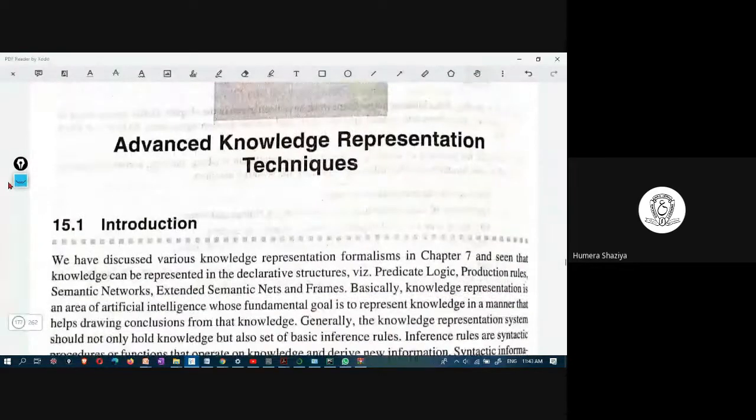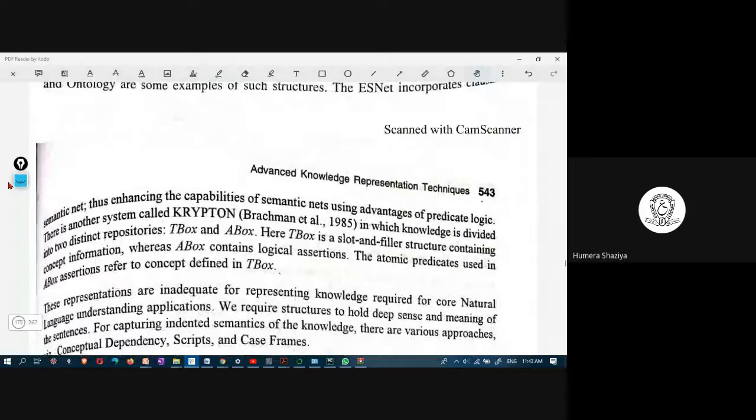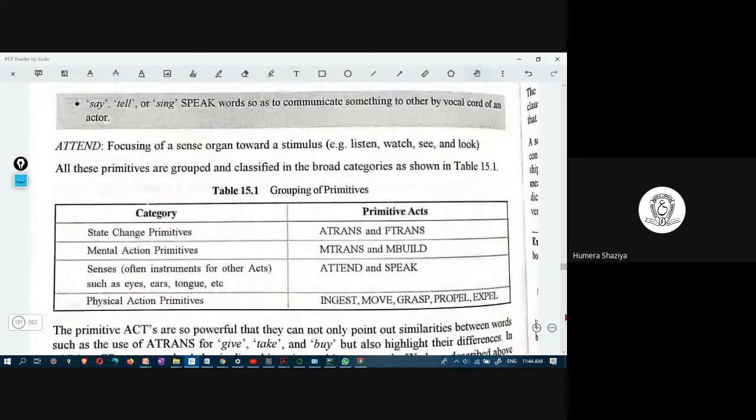Okay. With this, we are done with this chapter, advanced knowledge representation. Students, if you have any doubt, you can ask on any topic from the entire syllabus of AI. Let me check which topic is there from this chapter. Advanced knowledge representation techniques, 15.5 and 15.6. These are the two topics in unit number 5. Now we are in unit number 5. This is all not included in your syllabus.